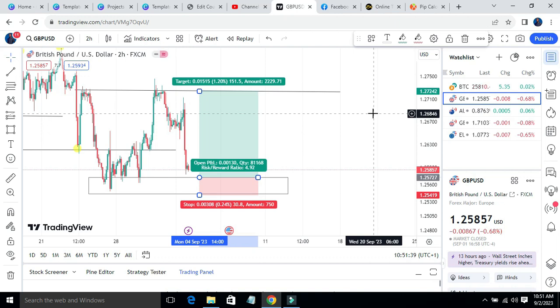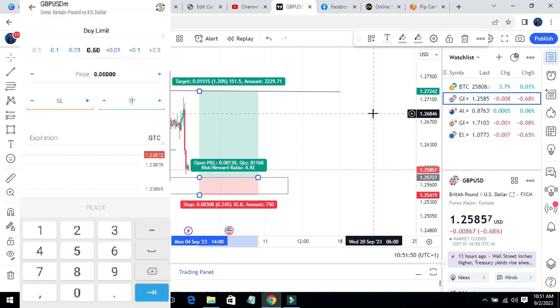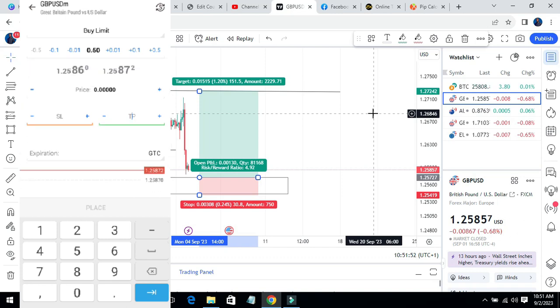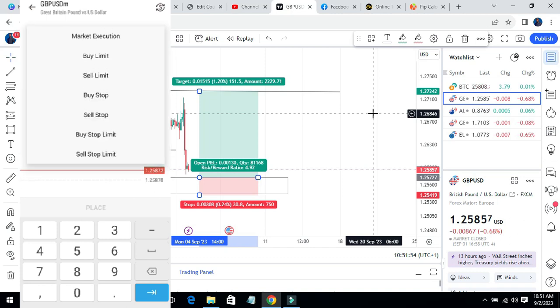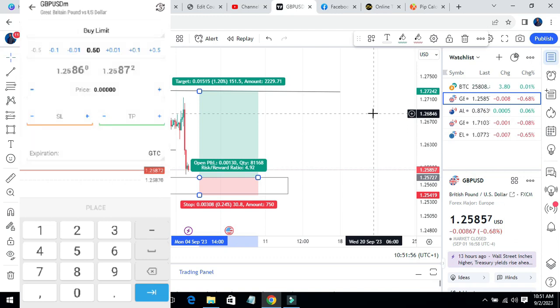So over to your MT5. I've opened my MT5 now. You are going to use the buy limit, so choose buy limit from here. Then put your lot size 0.5. Then your entry point. This place where you see price is where you put your entry point.